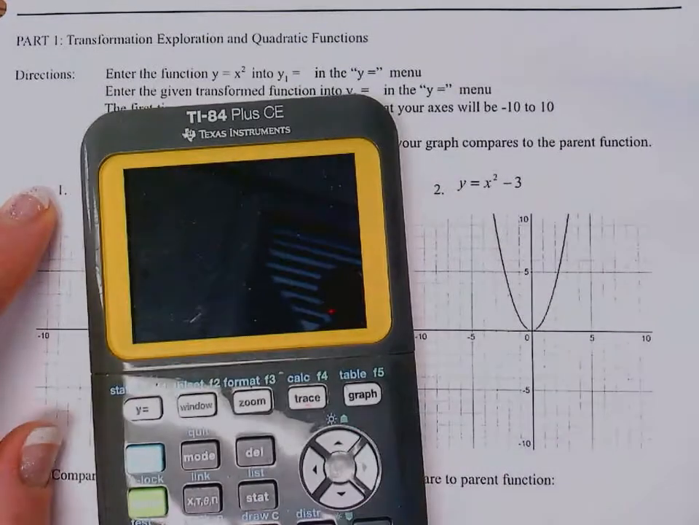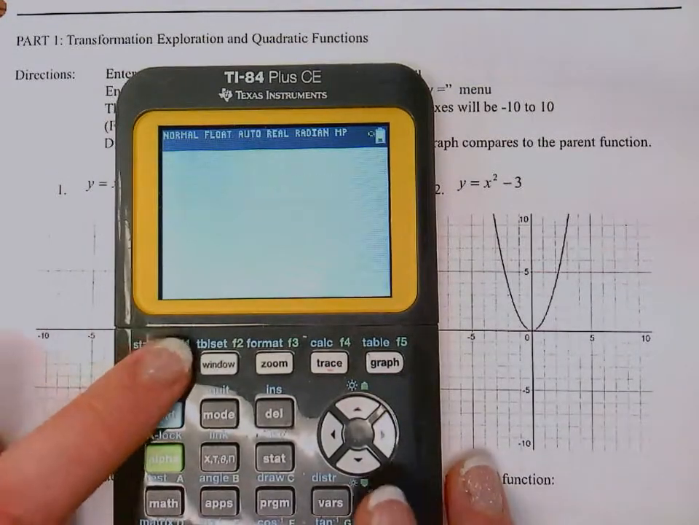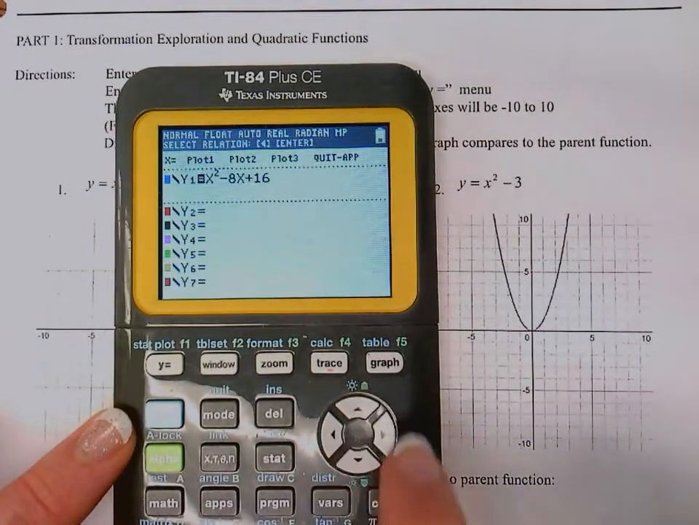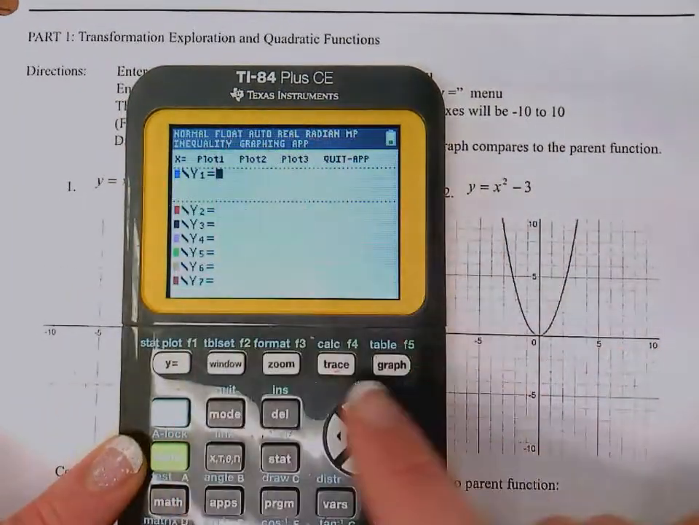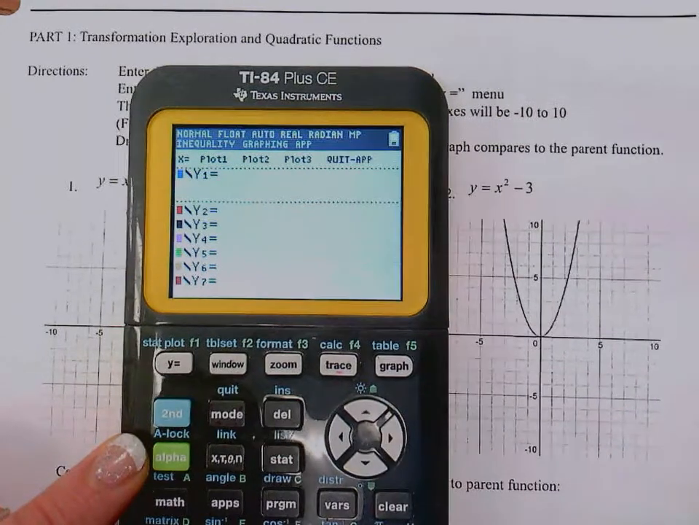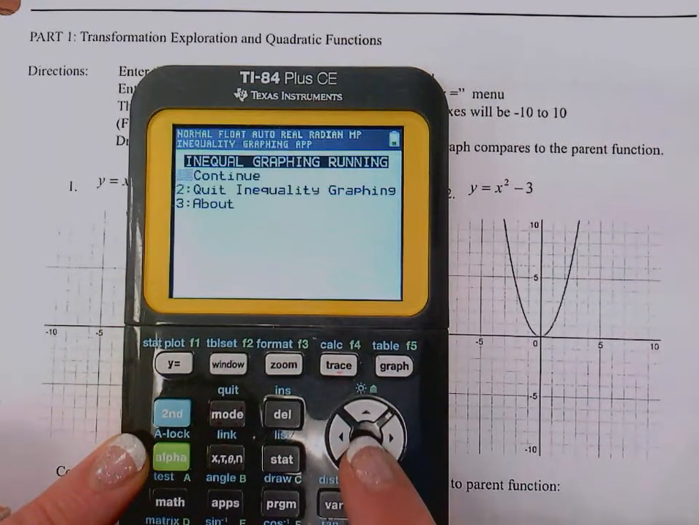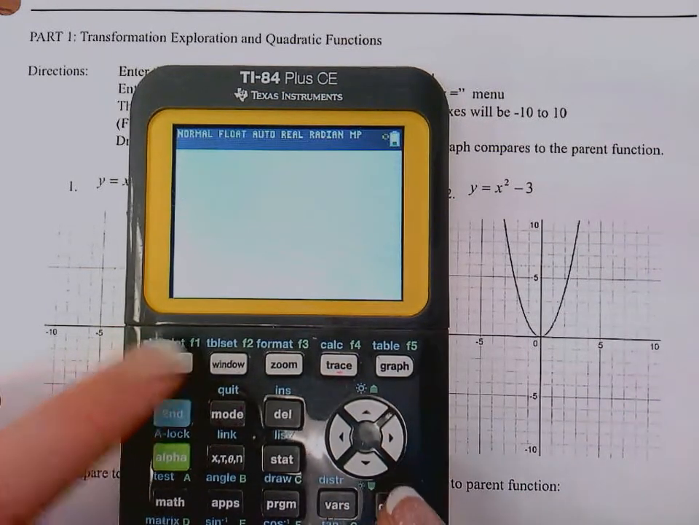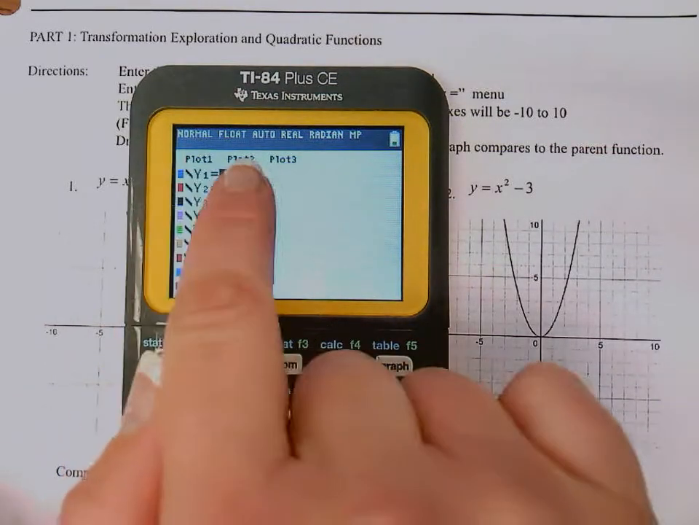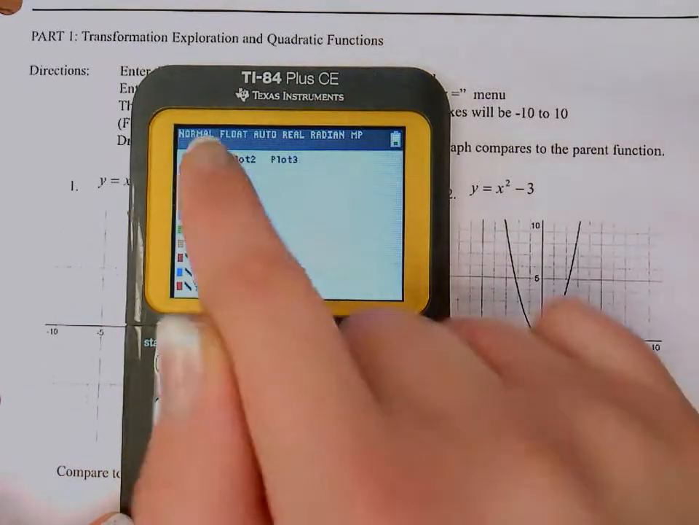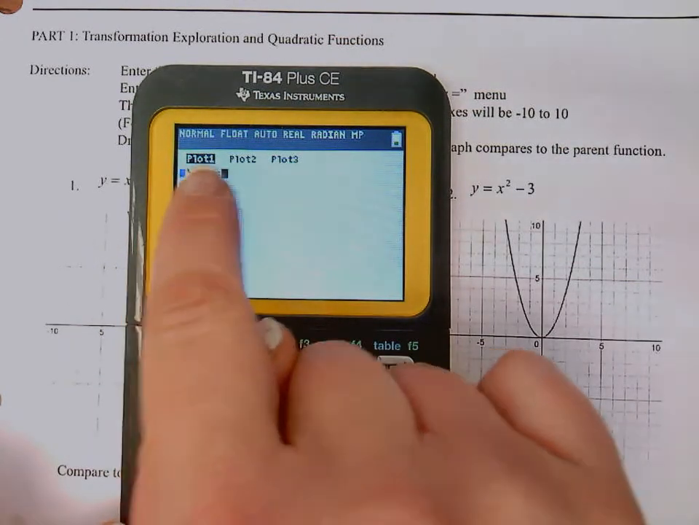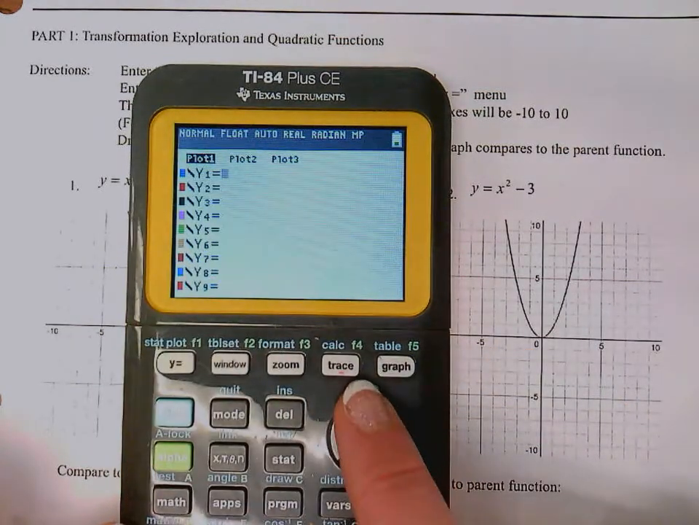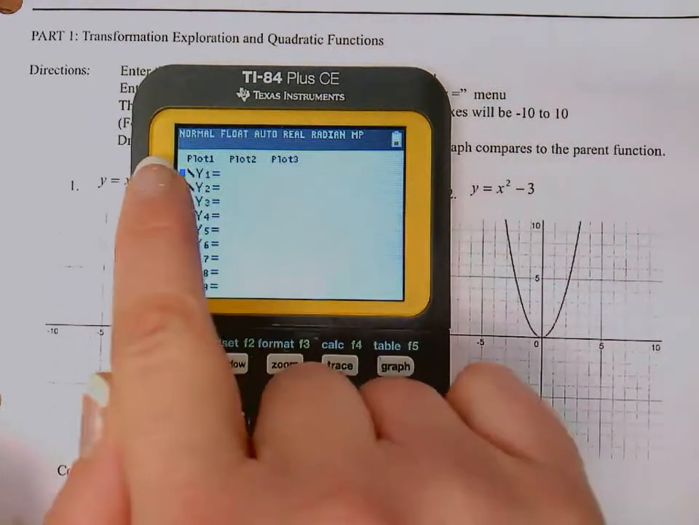So you're going to go to your y equals menu, and you're going to clear out whatever is in there. Okay, sorry, I had something weird going on. So see plot 1, plot 2, plot 3. If your y equals menu looks like this, you don't want to have a plot on. So you have to arrow up, hit enter, arrow down. None of those should be highlighted.